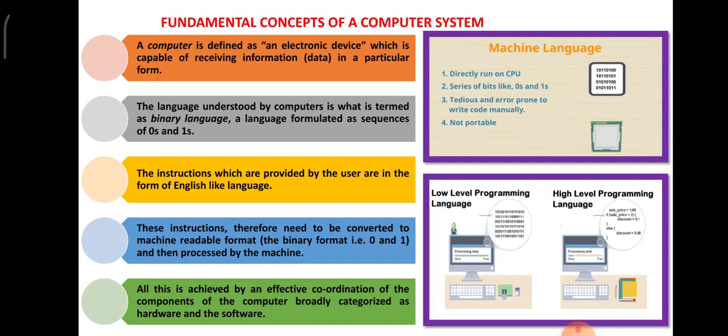So the third point is that the instructions given by the user are in the form of English-like language. Human beings normally use English, so they type a code or a program in the form of simple English that another human being can understand, but a computer cannot understand English. So the same has to be compiled or interpreted in the form of 0 and 1.